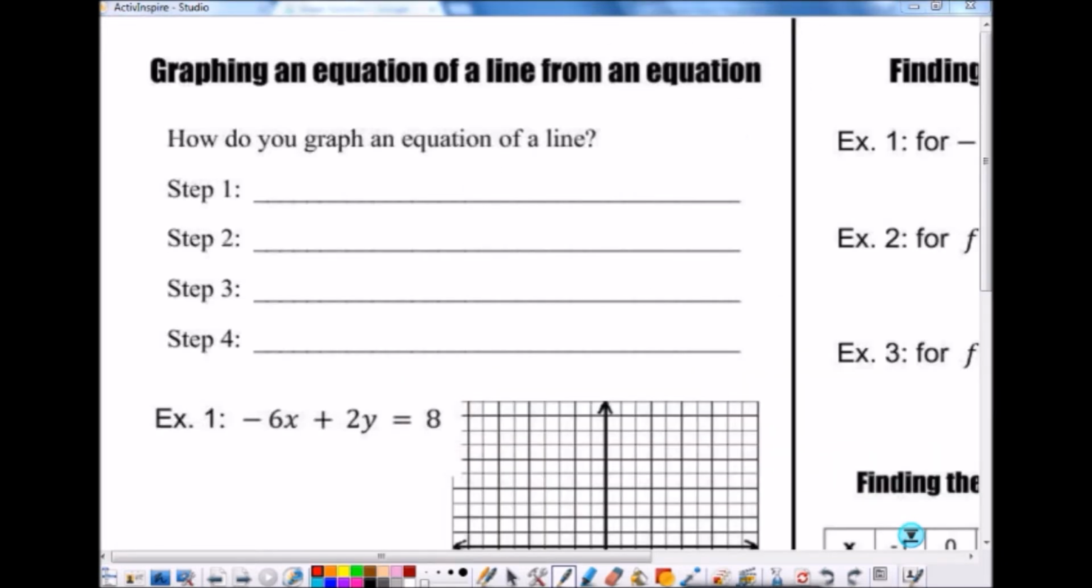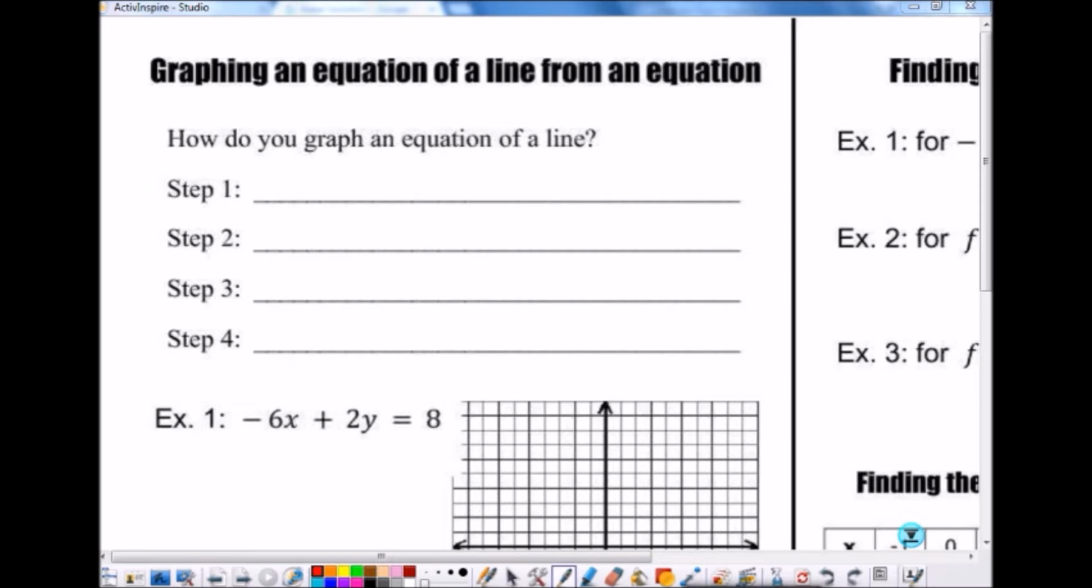Here on page 3, we will be looking at graphing an equation of a line from an equation. So now we're ready to go backwards. We're going to give you an equation of a line. Can you draw the linear equation or the graph? So what are the steps?